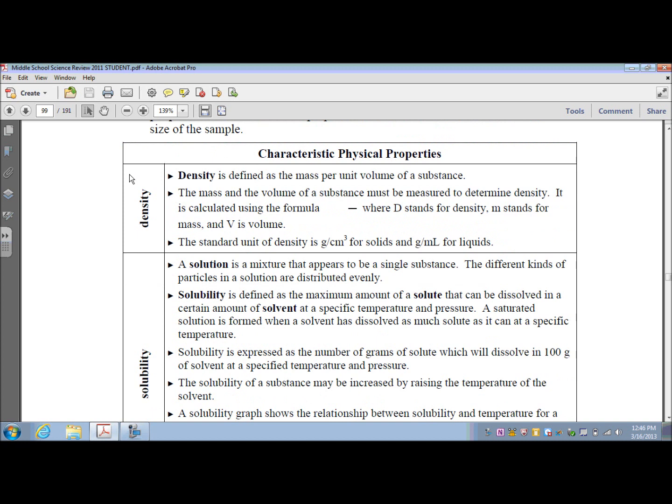Density is an example of a characteristic property. Density is defined as the mass per unit volume of a substance. The mass and the volume of a substance must be measured to determine density. It is calculated using the formula density equals mass over volume, where D stands for density, M stands for mass, and V stands for volume. The standard unit of density is grams per cubic centimeter for solids and grams per milliliter for liquids.